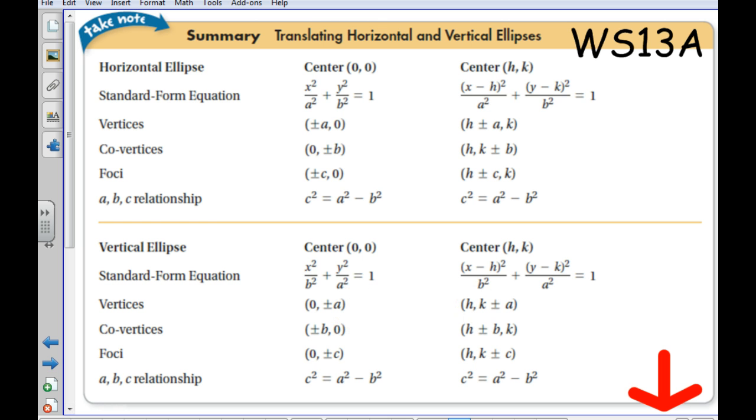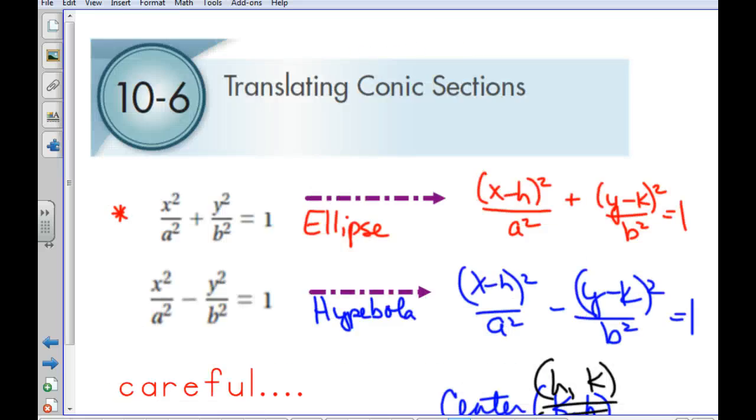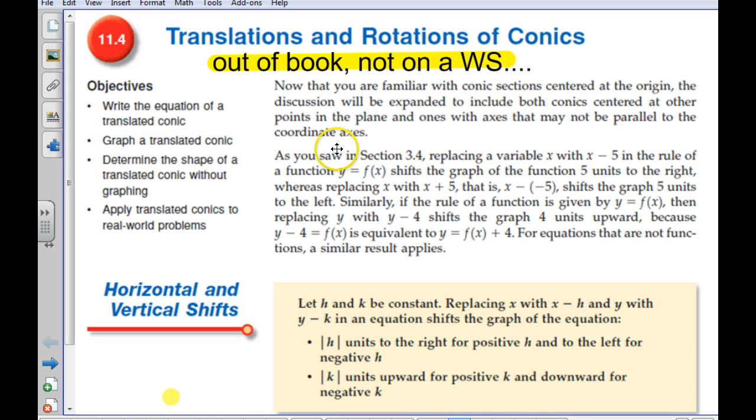All right, this is worksheet 13A. Does everybody have out worksheet 13A? I feel like I kind of skipped a slide somewhere. This one, this is out of the book.